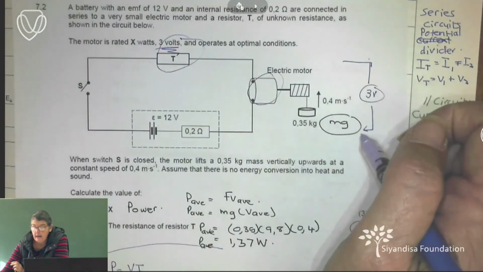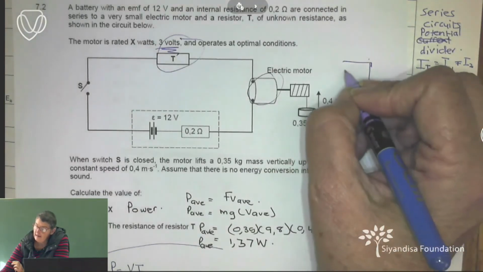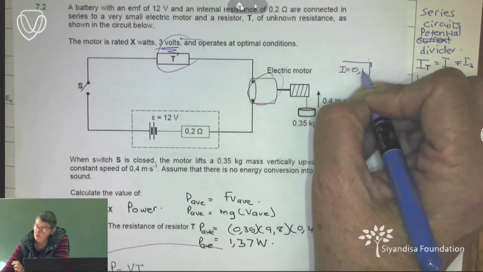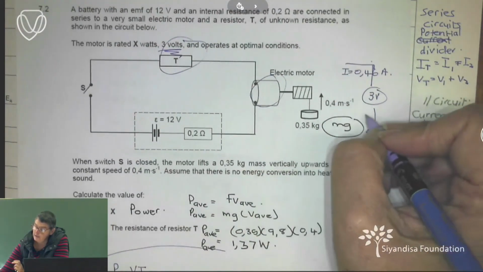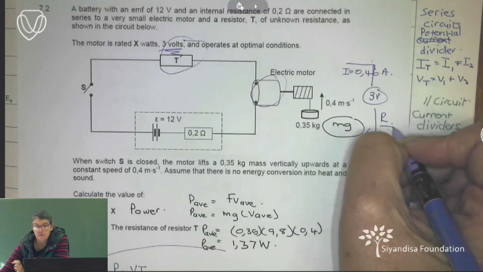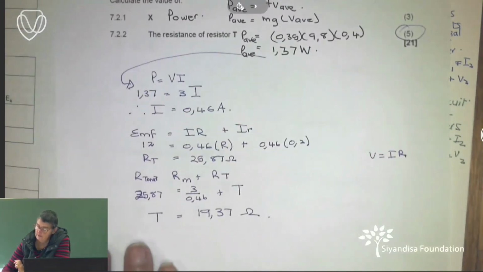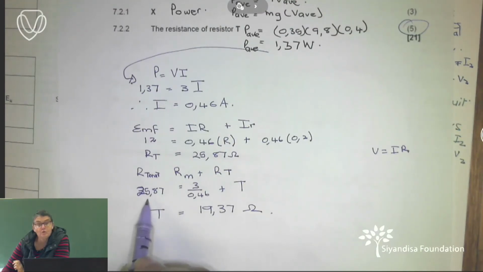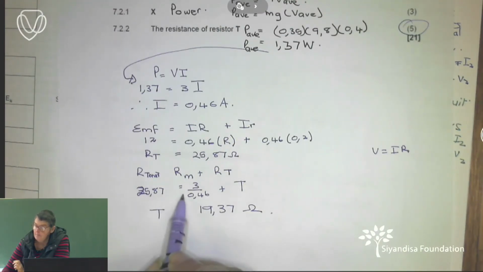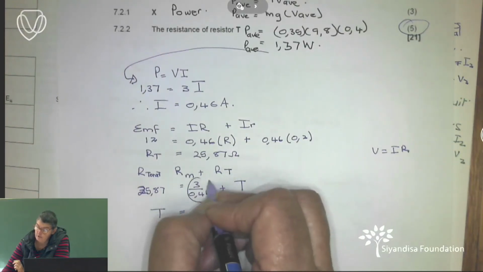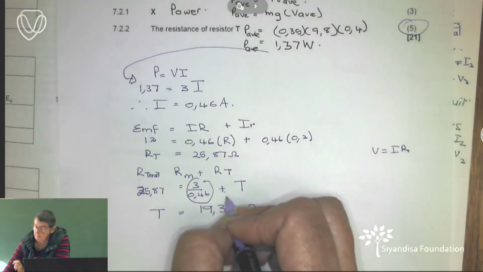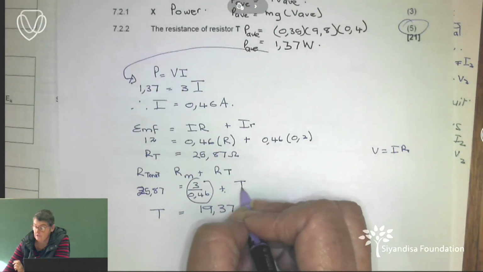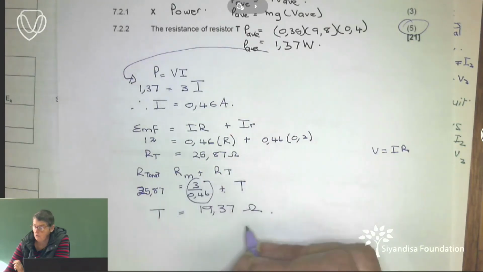So this one plus that one had to be 25.87. I had my voltage and I had my current, which was equal to 0.46 amperes, because I worked it out earlier on. So because of that, I could work out this resistance. I said, fine, this was my total resistance of my circuit minus the resistance of the motor is equal to the resistance of T. I solved for it, and the resistance of T was that.